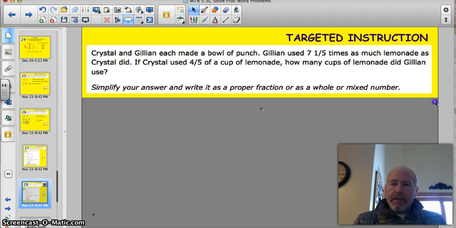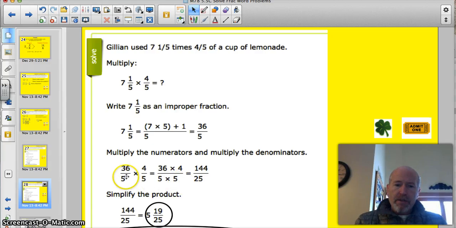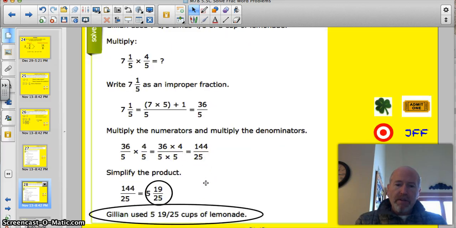Okay, I'm back. Let's see. 7 1/5 times 4/5 cup of lemonade. So here's what we have to do. This one's okay, but this one we're going to have to switch. So 7 times 5 is 35, plus 1 gives us 36/5, and they showed you how they did it. So we've got 36/5 times 4/5. 36 times 4 is 144. 5 times 5, of course, is 25. Reduce that down, and you've got 5 19/25. The answer: Jillian used 5 19/25 cups of lemonade.